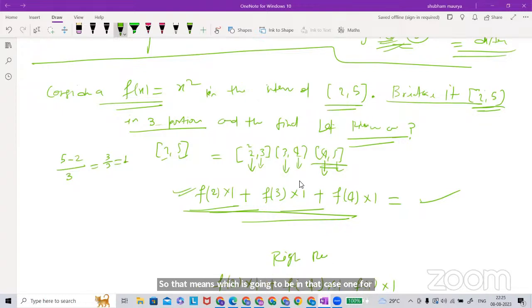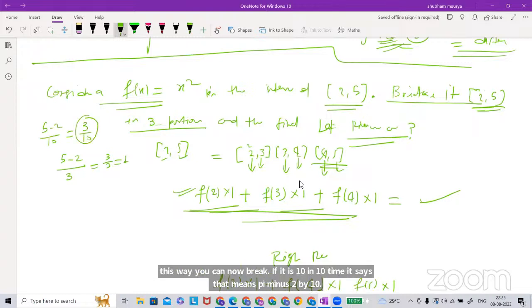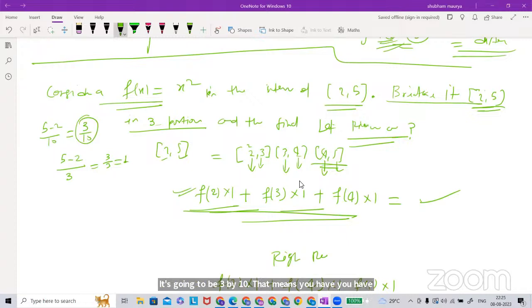Is it clear now? This way you can break the interval. If it is 10 portions, then it is 5 minus 2 divided by 10, which is going to be 3 by 10. That means you have to very clearly break your interval in those cases.